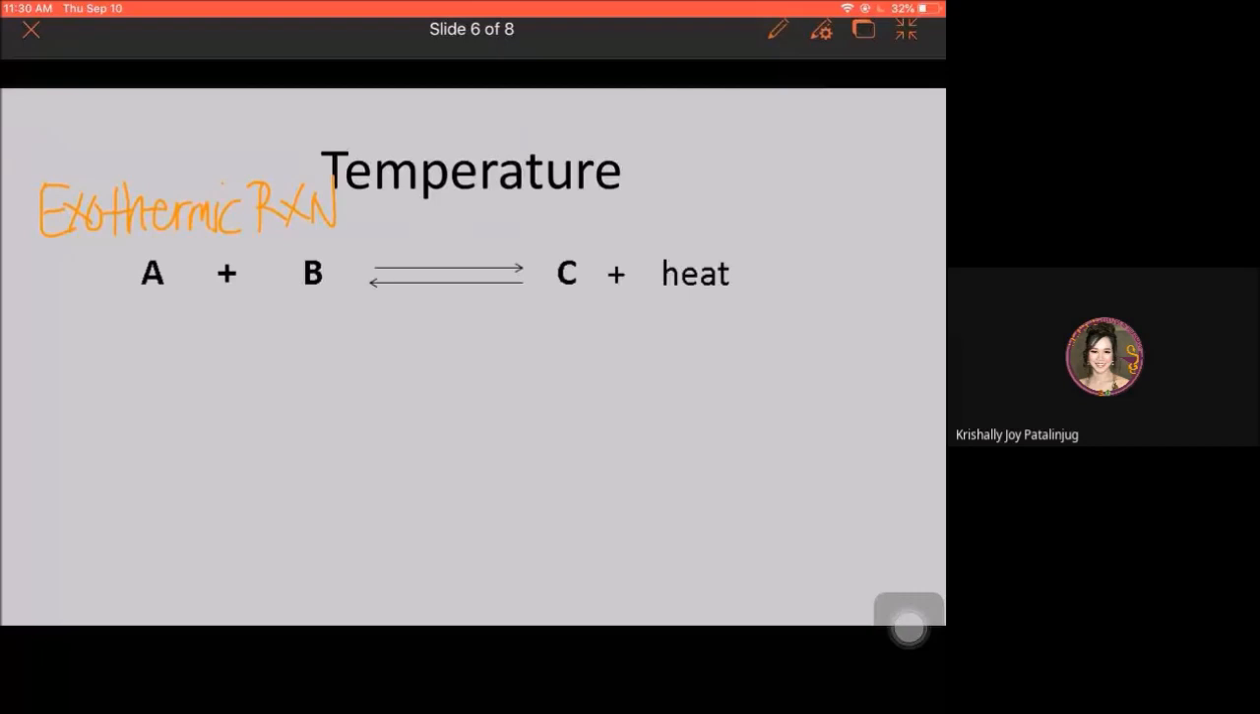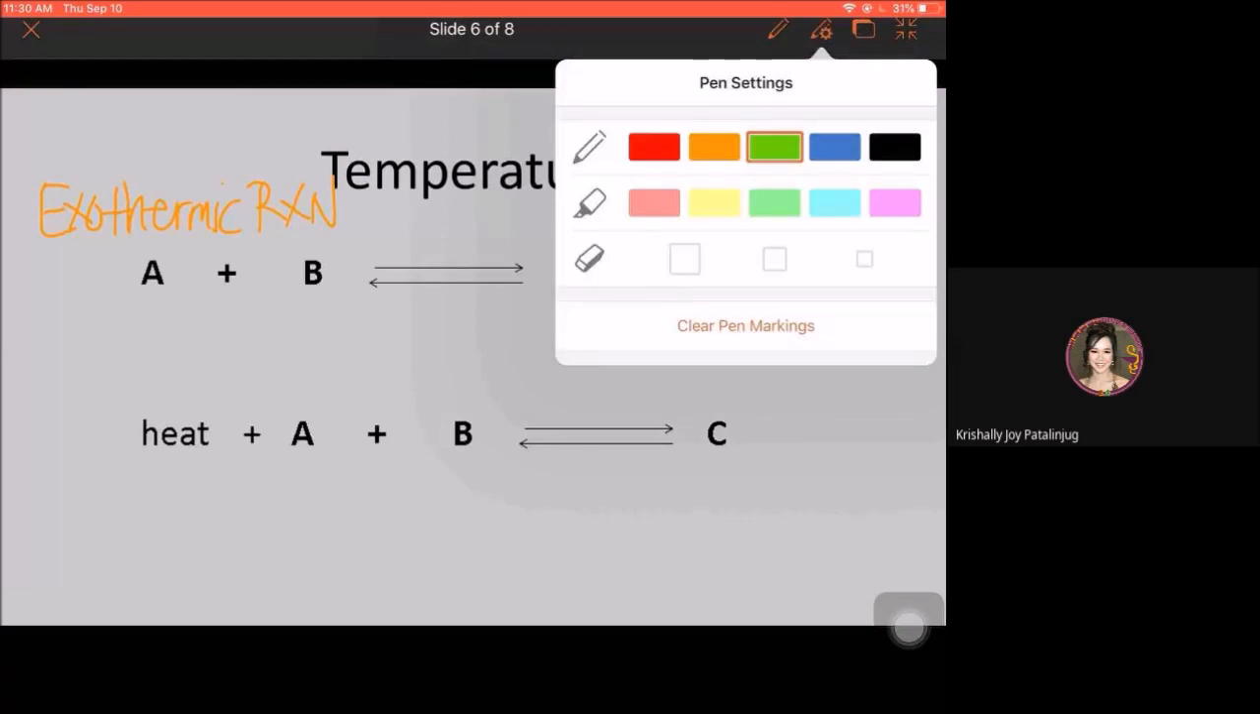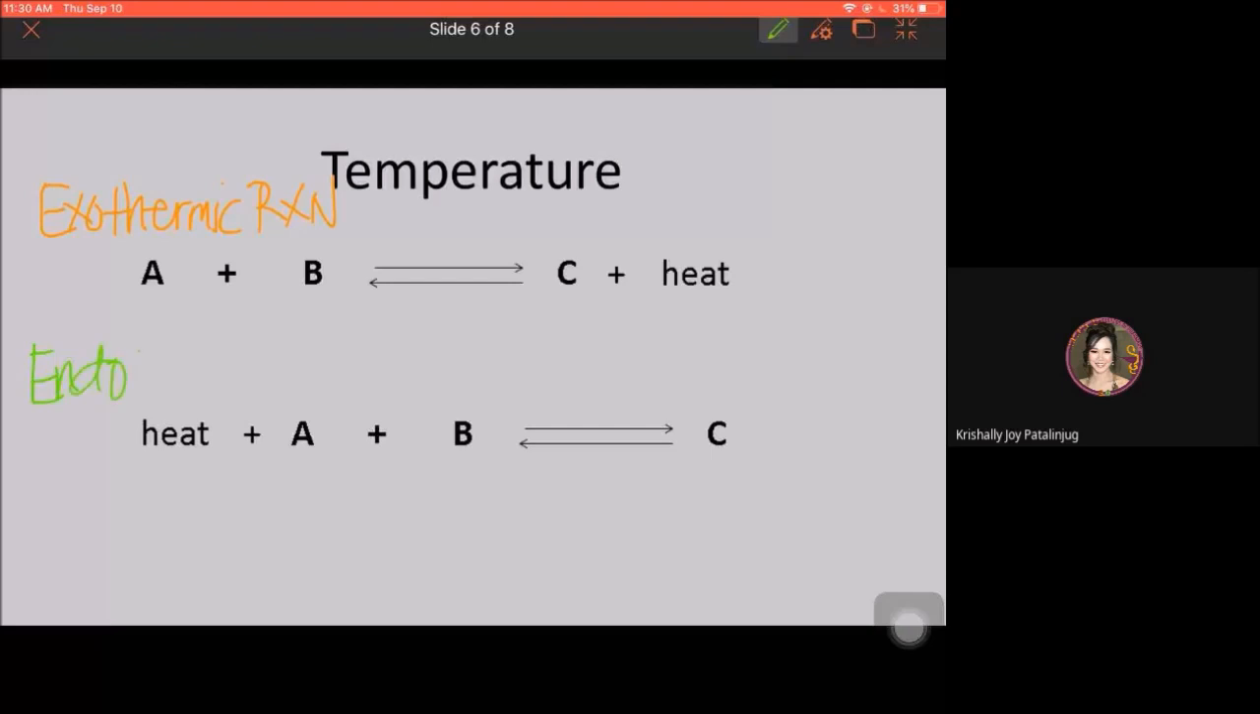What about endothermic? Endothermic means the system absorbs heat upon undergoing a chemical reaction. When it absorbs, the heat is on the reactant side. So this is the endothermic reaction. Endothermic means it absorbs heat from the surroundings.